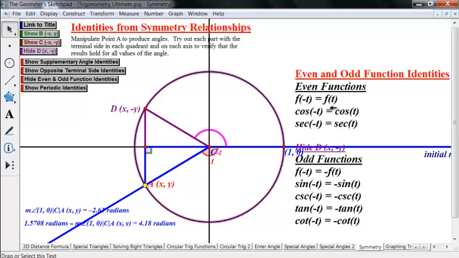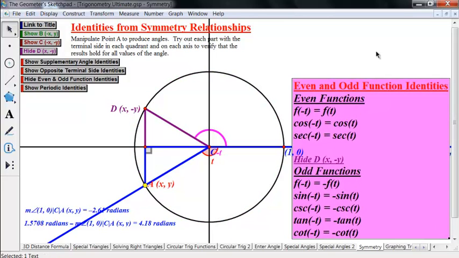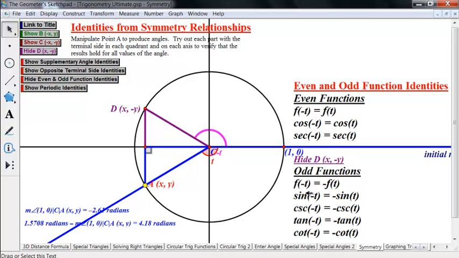So cosine of minus t is the same as cosine of t. Secant of minus t is the same as secant of t. And the ones that involve y, or y and x, that would be sine, cosecant, tangent, and cotangent. When you do sine of minus t, you get the opposite of sine of t, because these have opposite y's. And cosecant of minus t is the opposite of cosecant of t. And of course, when you're dividing x by y, or y by x, you're changing the sign on y but leaving x alone, so the whole fraction changes sign. So tangent of minus t is the opposite of tangent of t, and cotangent of minus t is minus cotangent of t.